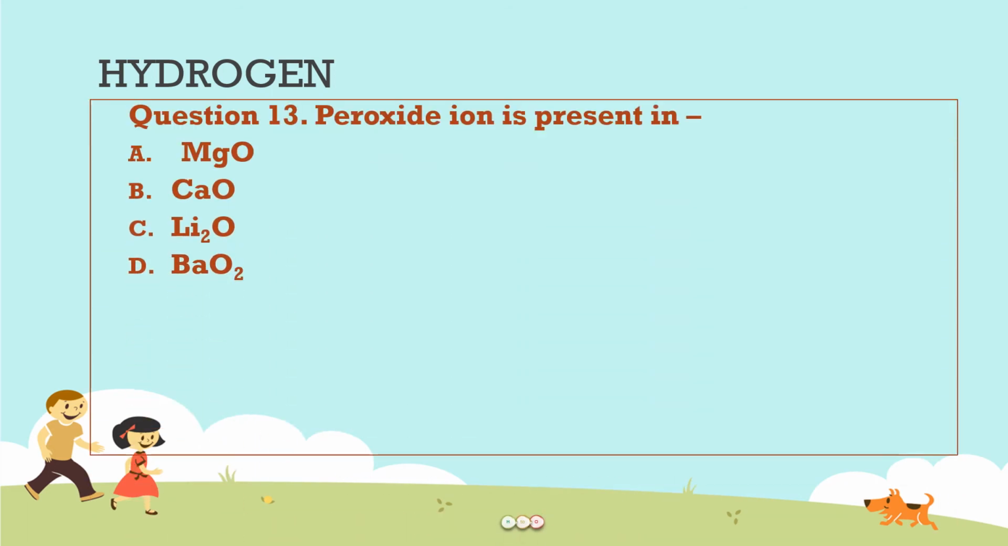Now the next question is: the peroxide ion is present in MgO, CaO, Li2O or BaO2. So how are you going to do it? Well, I will be talking about that a bit later. But first of all, this is the peroxide ion.